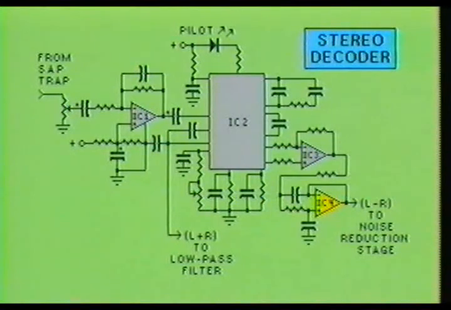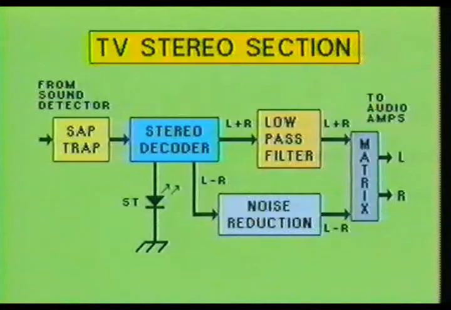IC4 is an op-amp circuit used as a low-pass filter for the L-R difference signal. A low-pass filter is required to roll off the higher frequencies so that they won't overmodulate and distort during the noise reduction process. The L-R signal now goes to the noise reduction stage.